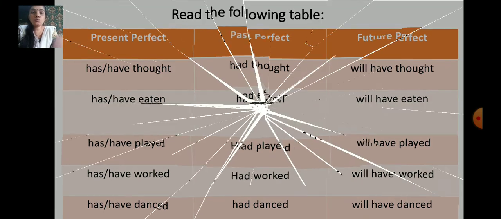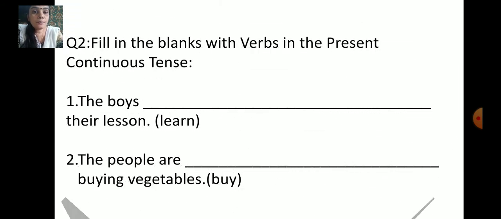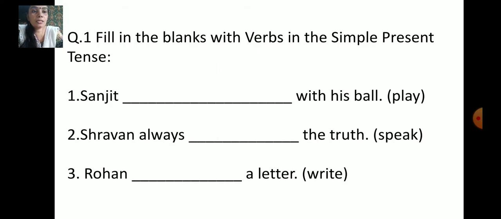Now let's do some practice of these given sentences. Now children, you are going to help me in writing the answer. So our first question number 1, fill in the blanks with the verbs in the simple present tense. Number 1, Sanjit dash with his ball. So example here, play. So you're going to write in simple present tense.